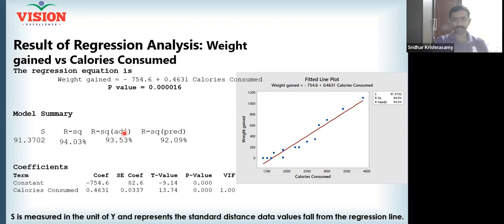Right? Now predicted R square. What is predicted R square? It tells whether your regression equation is ready for prediction or not. Now, 92% means it is ready. No more experimental study is required. Now the regression equation is ready for prediction.